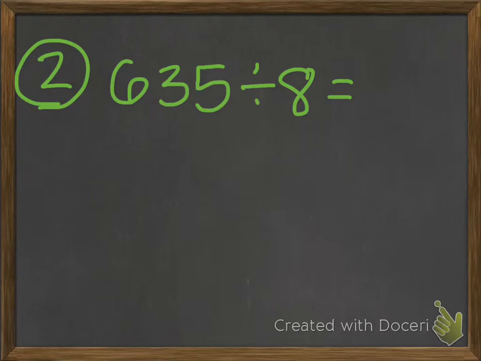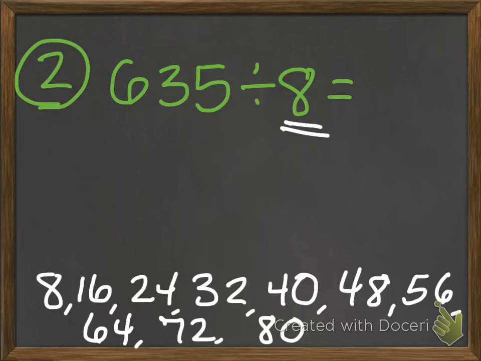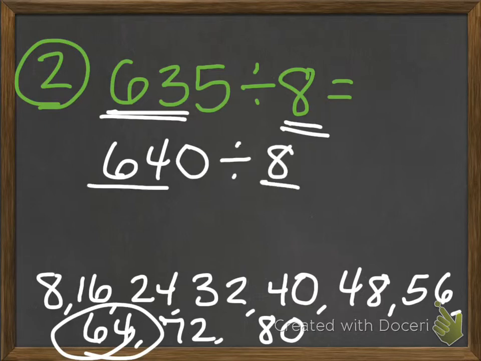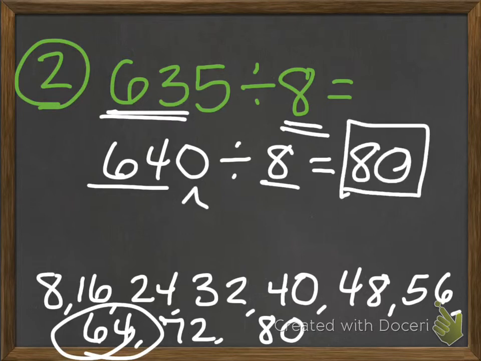Number 2, 635 divided by 8. Don't forget to think about your multiples of 8. Okay, so I wrote down all the multiples of 8, and I know that I need to have a multiple that's going to be close to 635, and it's going to be close to that 63 right there. So I see 64. 635 is really close to 640, so I'm going to use that as my compatible number. 64 divided by 8 is 8. 8 times 8 is 64. Tack on a 0, and I get 80.